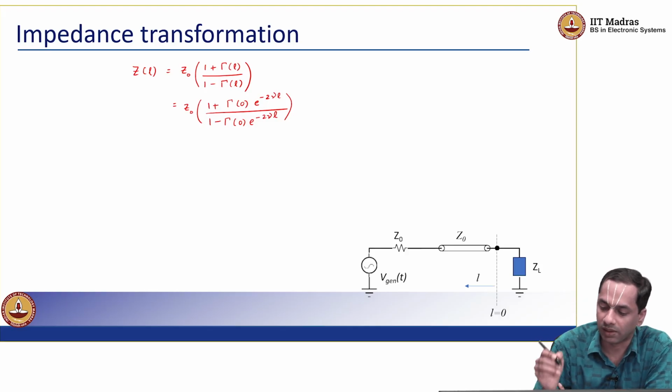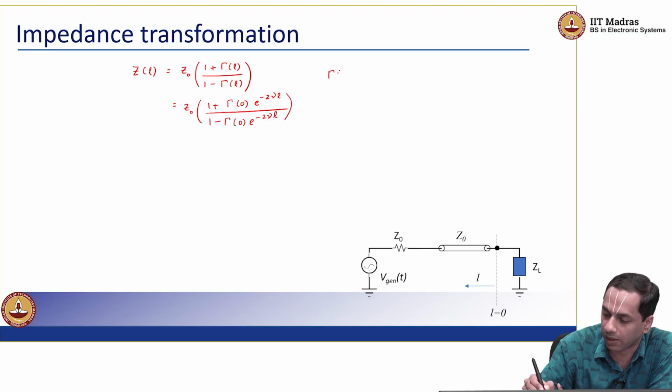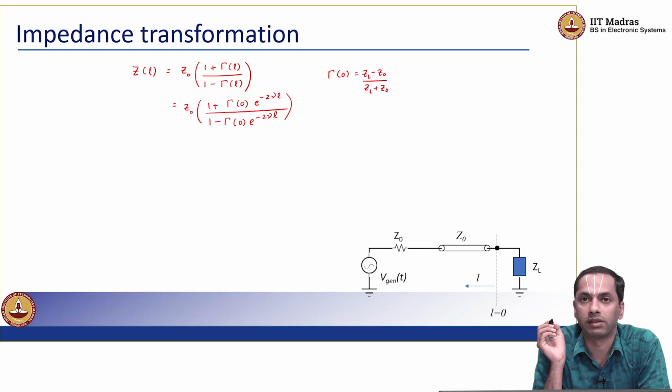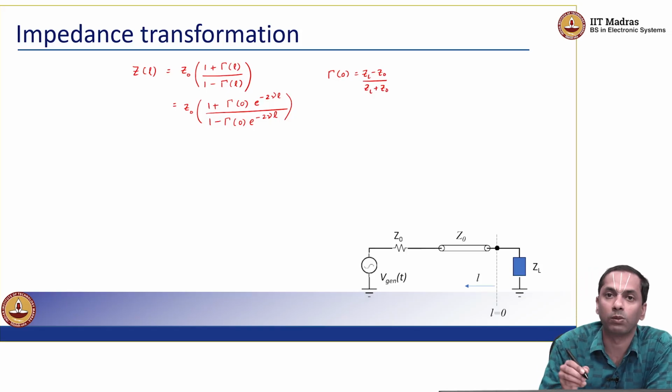to the reflection coefficient at the load, and then transform that reflection coefficient. Okay. Now, if we substitute for gamma of 0 being ZL minus Z naught by ZL plus Z naught, this equation actually simplifies.